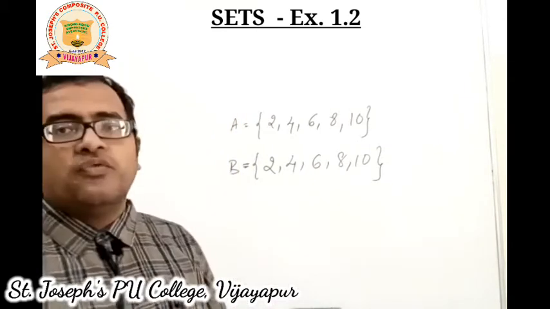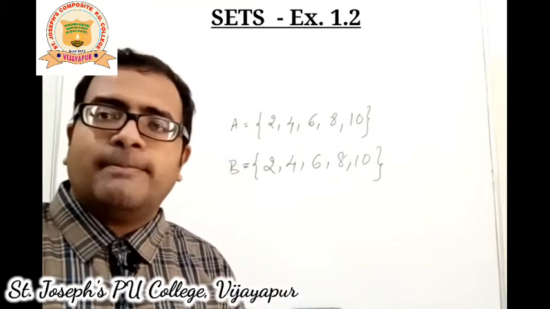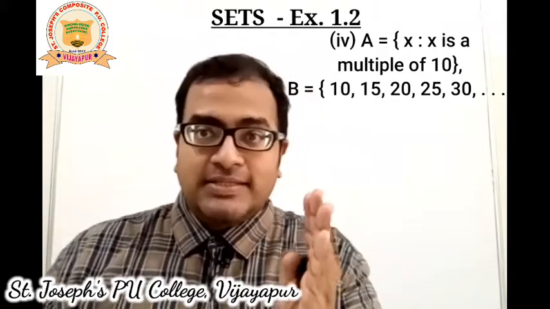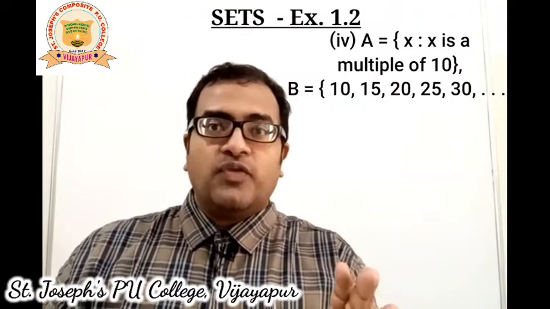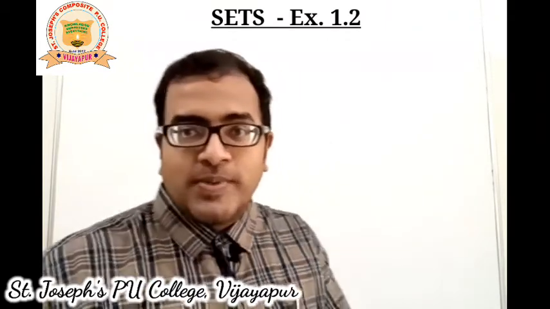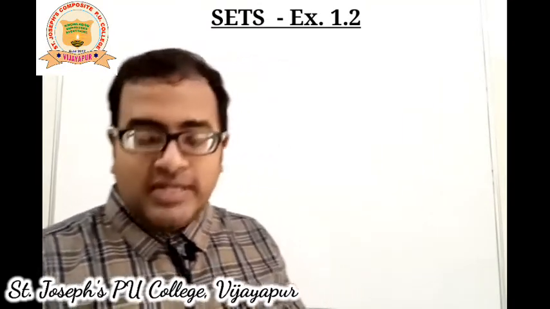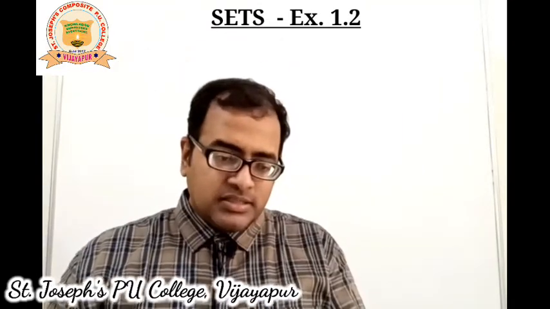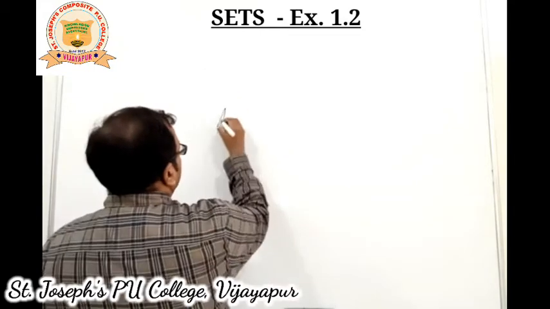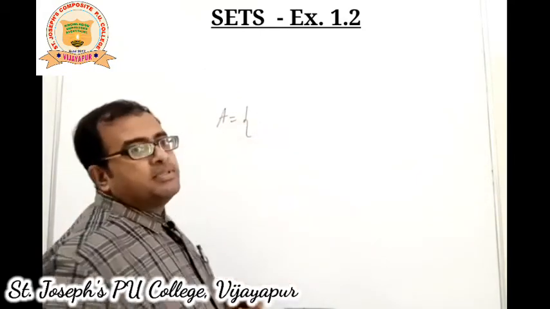Okay, now we will go for the next sub question. Sub question 4 says that A is a set of all x such that x is a multiple of 10 and the set B is in roster form. It is given as 10, 15, 20, 25, 30. Let us write both. Okay, A, multiples of 10.